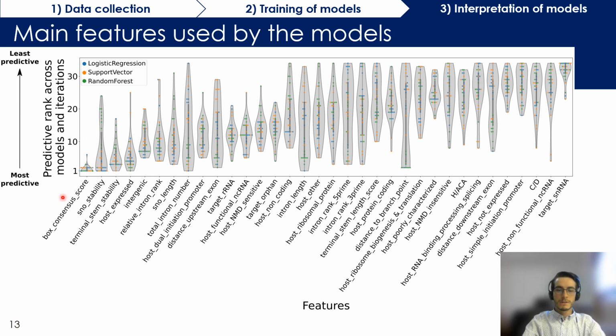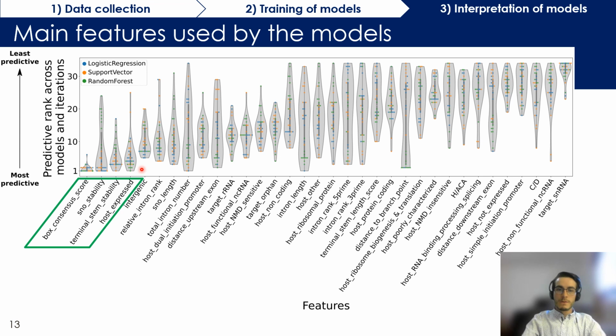As you can see in the top 4, we have in first place the box consensus score, which is highly important in almost all models for the prediction. Then it's followed by the snoRNA global stability, then the terminal stem stability, and finally whether the host gene is expressed or not expressed.